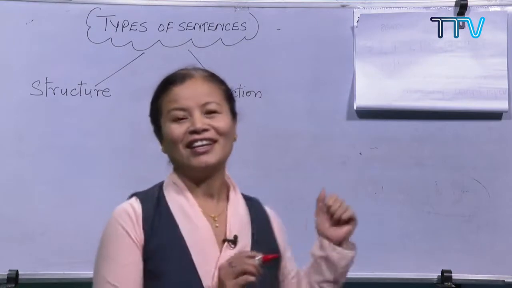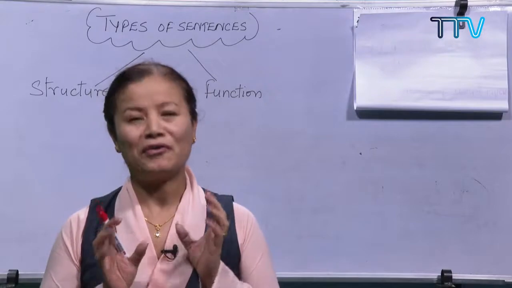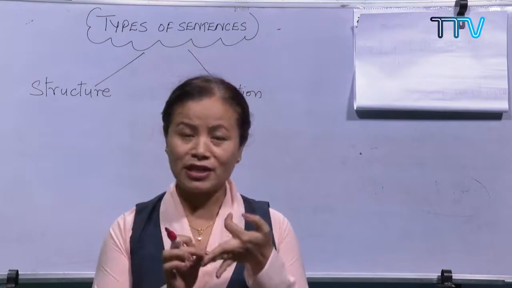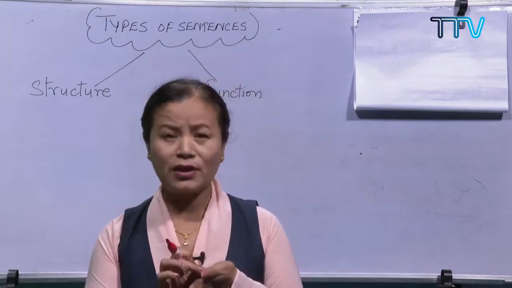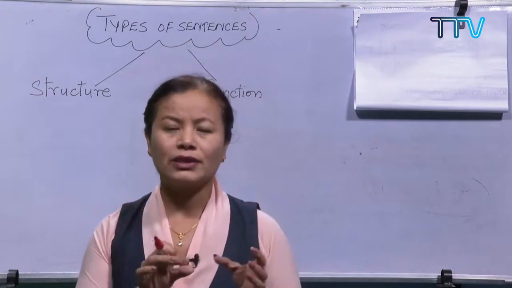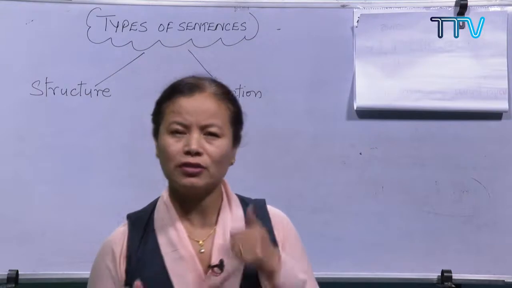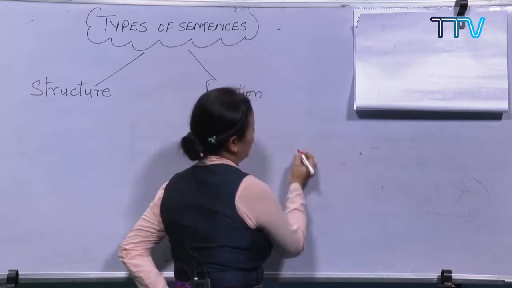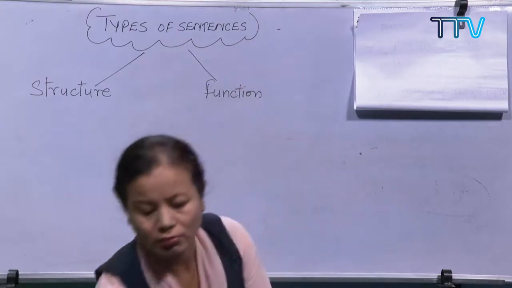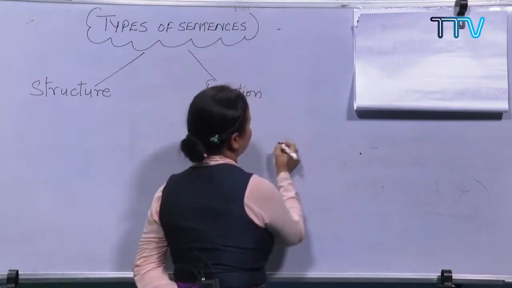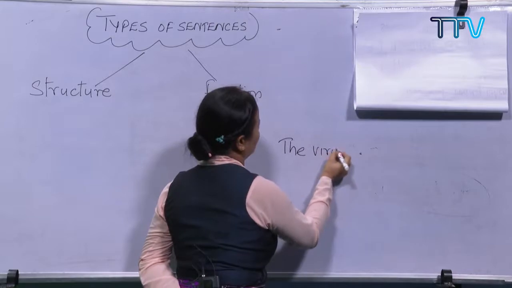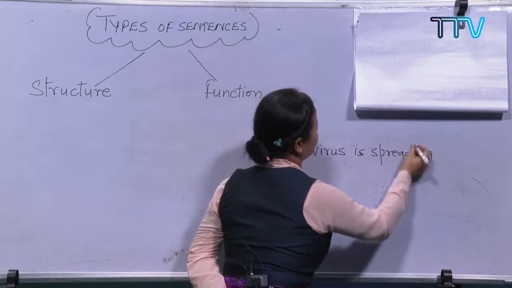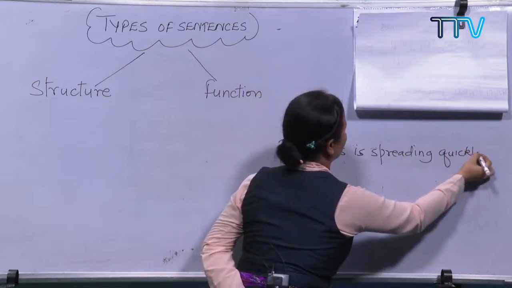So I'll quickly give an example of an adverb phrase. I gave you examples of noun phrase, adjective phrase, prepositional phrase, gerund phrase and infinitive phrase as well, but I forgot to show you the slide or the example of adverb phrase. Let me quickly help you get the idea. The virus is spreading quickly.